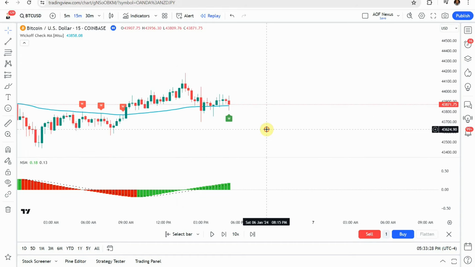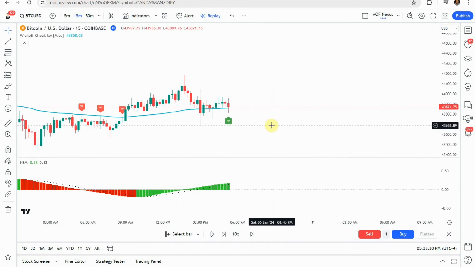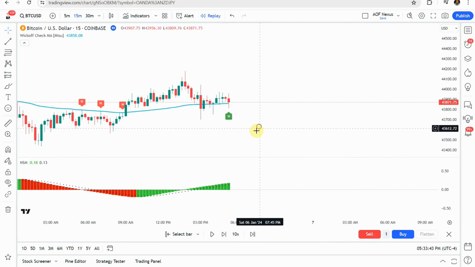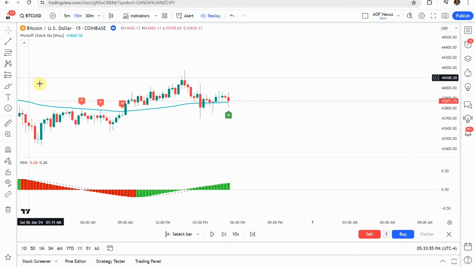And so what we're looking for in a long trade is a green tag like this here from the check moving average. And once we get a green tag like that there, we are then going to look down to the smoothed MACD, and we want it to be above the 0 line and have a green bar like so. And when those line up, that's going to be our signal to enter into a long.